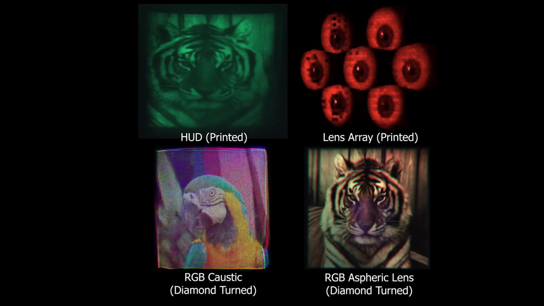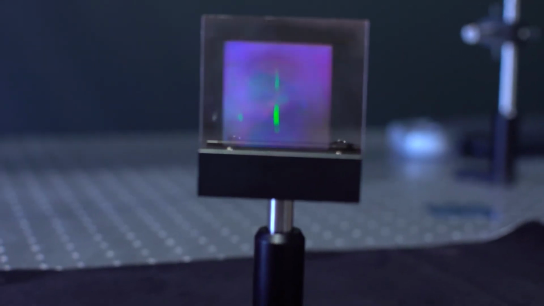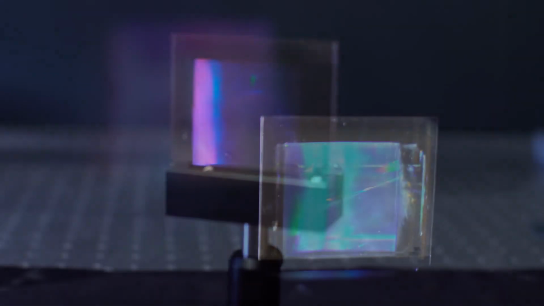We show several results using both the printing and the diamond turning approaches, including printed head-up displays, complex lens array profiles, and, for the first time, we create full-color HOEs for caustic and imaging applications. The pipeline we present to design, optimize, and fabricate freeform HOEs unlocks the full potential of HOEs and enables new applications for imaging optics and virtual and augmented reality.